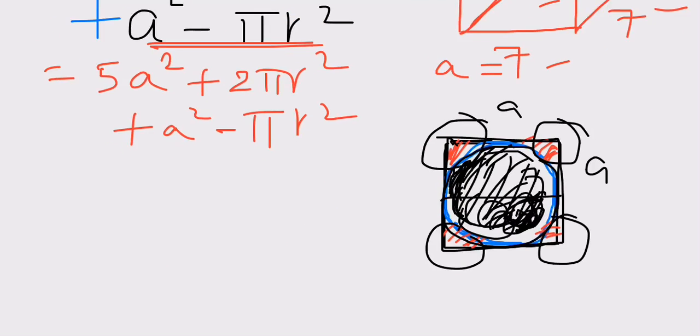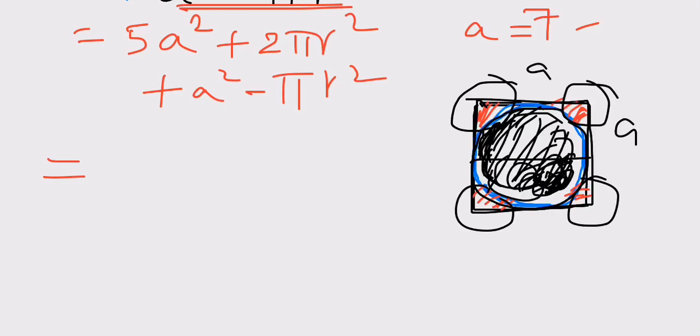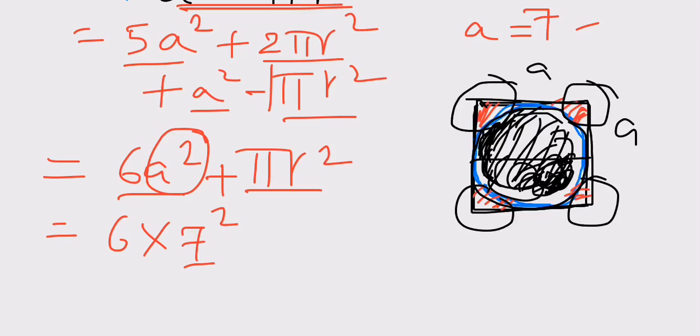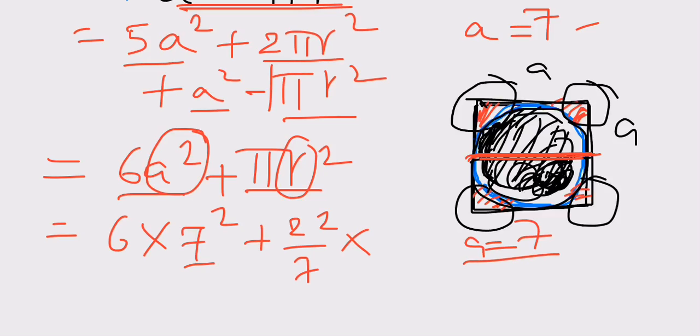So ultimately here we got 5a square plus a square is 6a square, and 2 pi r square minus pi r square is plus pi r square, because we have here one pi r square. Now 6a square and pi r square. 6a square and a square is 7a square, because the edge is given as 7. Pi means 22 upon 7, and r, this is the diameter, which is equal to 7 because the edge was 7, and half of it will be 7 by 2, so r square.